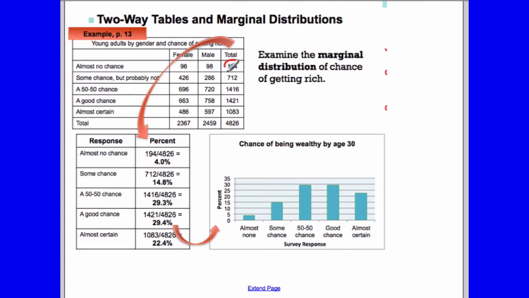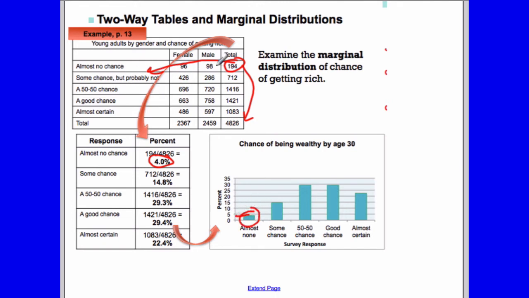194 figure they had almost no chance. So 194 out of 4,826 gives us a total of 4%. So I go down here, almost none. There's my graph, and it's about 4%.